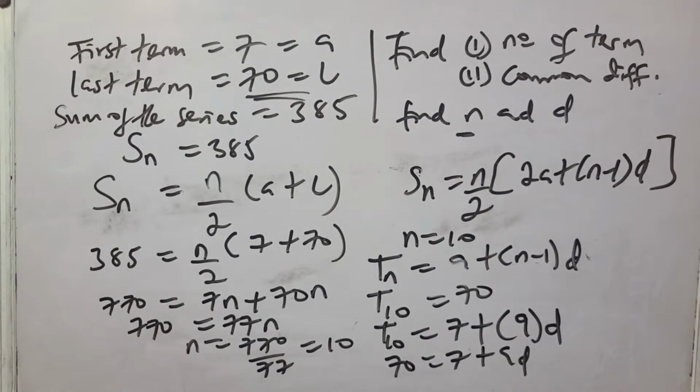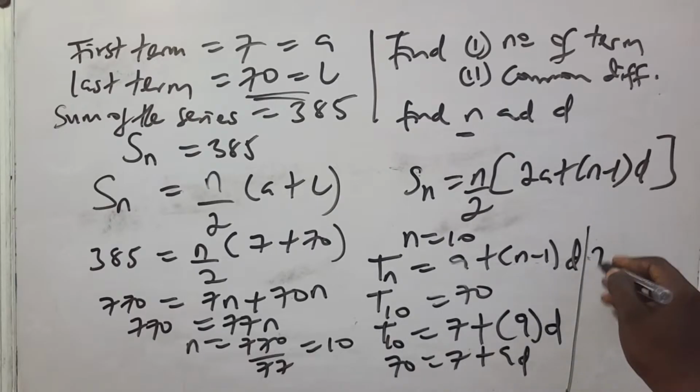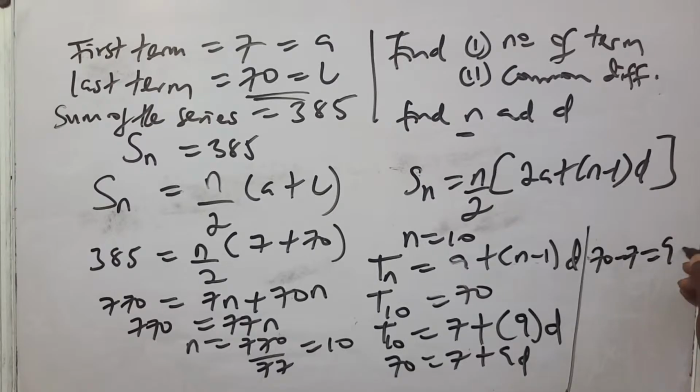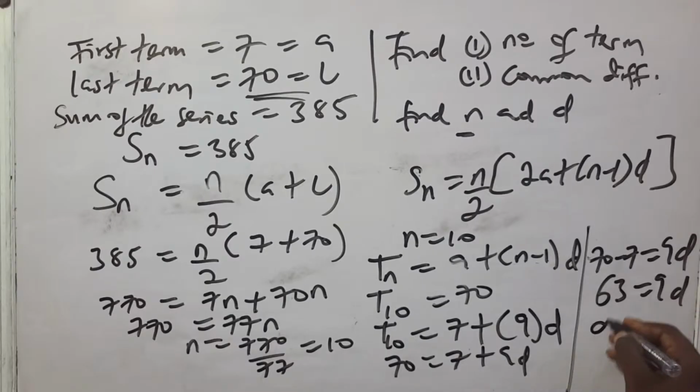Alright? I'm sure you can flow with that. It's just making use of what you have and getting what you don't have. So I have to go on to do 70 minus 7 equals 9d. That will be 63 equals 9d. Our d there will be equal to 7. So our difference is 7. Our common difference is 7. That's how easy it is to find questions like this.